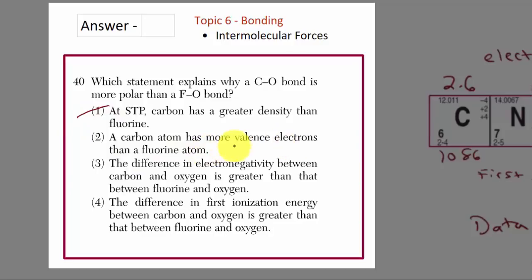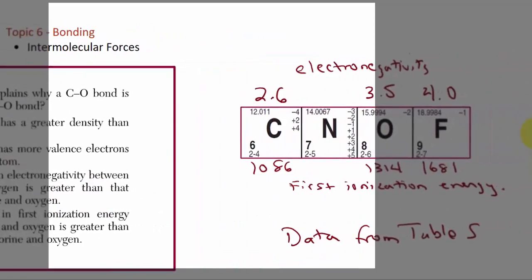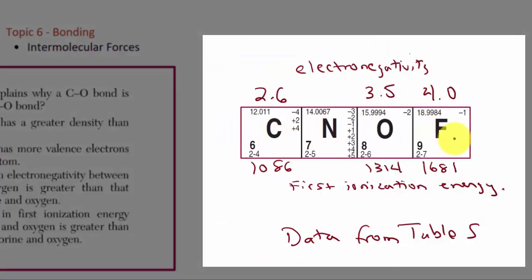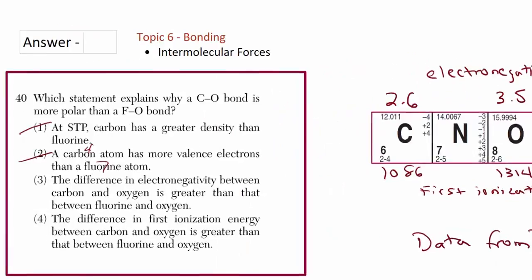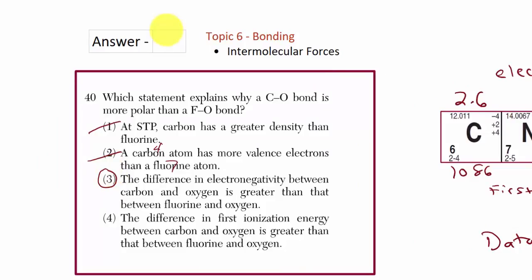A carbon atom has more valence electrons than a fluorine atom. Actually not true. Carbon has 4, fluorine has 7, so that's a false statement. The difference in electronegativity between carbon and oxygen is greater than that between fluorine and oxygen. Let's test this out. Here are the 3 elements in question, carbon, oxygen, and fluorine. Electronegativity differences you can see between the carbon and oxygen is pretty big. It's about 0.9. Difference between the fluorine and the oxygen is only a 0.5. So that is our correct answer. And we'll come back here and circle number 3 and put that up as our answer.